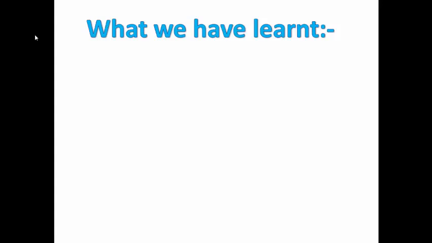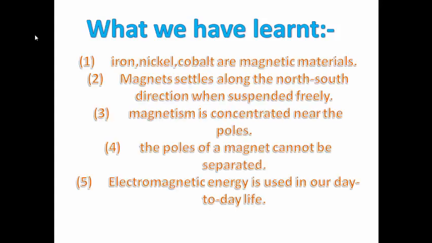Let's have a look at what we have learned. Iron, nickel and cobalt are magnetic materials. Magnets always settle along the north and south direction when suspended freely. Magnetism is concentrated near the poles. The poles of a magnet cannot be separated. Electromagnetic energy is used in our day-to-day life.